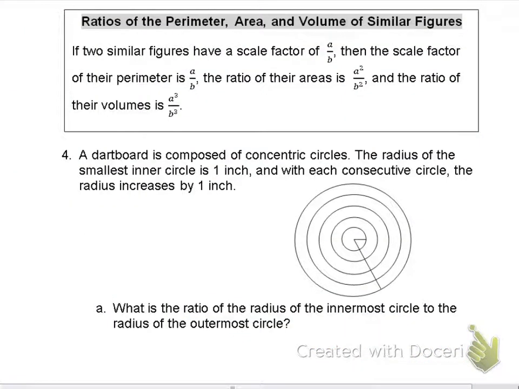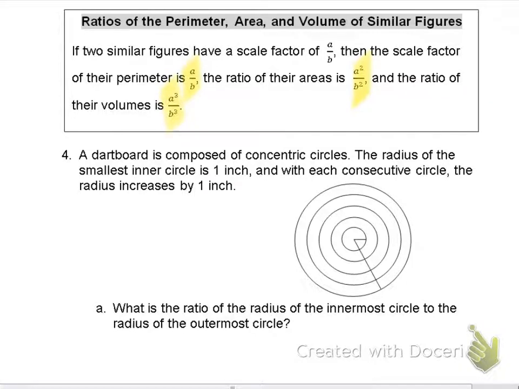Okay, at the top of your notes on the 3rd page, there's a box that just explains how scale factors are related as far as perimeter with area and volume. Obviously, area is squared, so if the perimeter is a over b, the ratio of the areas is going to be a squared over b squared. And volume is cubed, so it's going to be a cubed over b cubed.